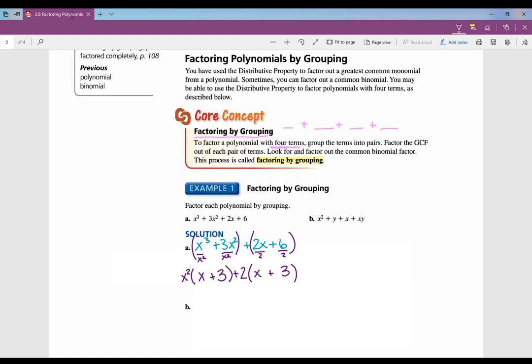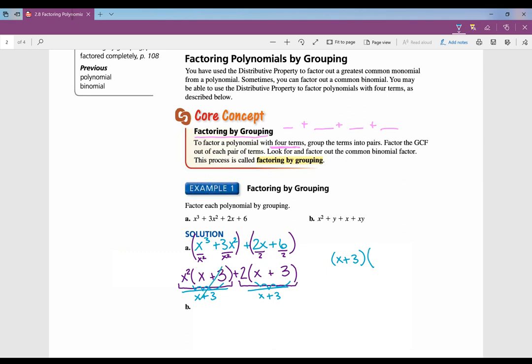Okay, so now we have 2 terms, right? We started with 4, but now we have 2. We have x squared times x plus 3, and we have 2 times x plus 3. So what do these 2 terms have in common? Well, they both have the x plus 3, right? So that means what we could do is divide each term by x plus 3 and pull that out front as our GCF. So if we pull x plus 3 out, what would be left?